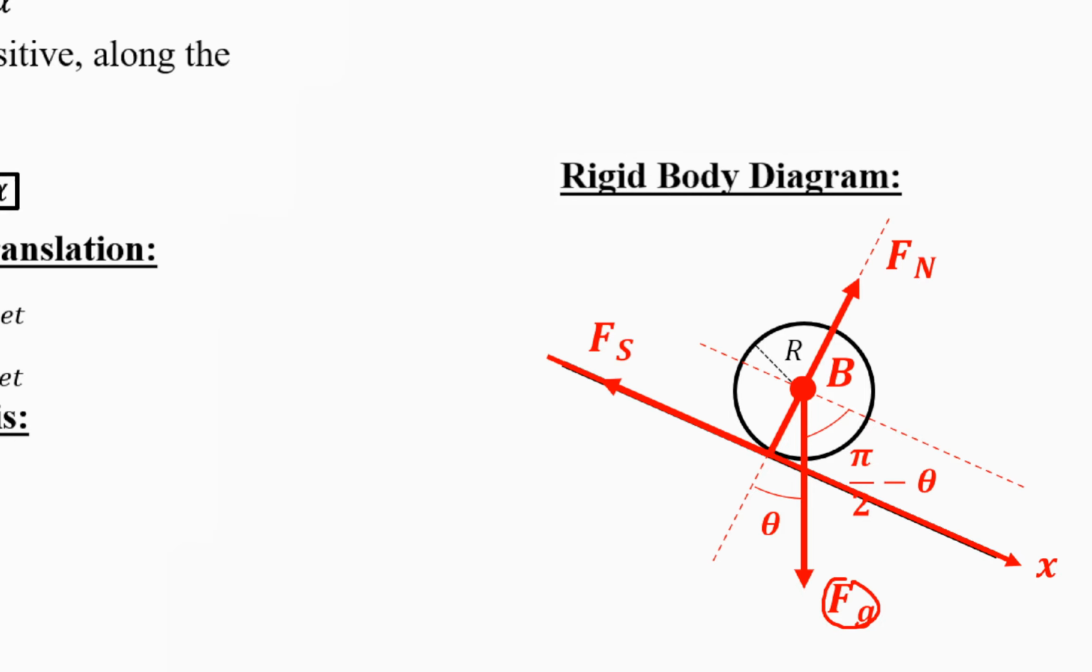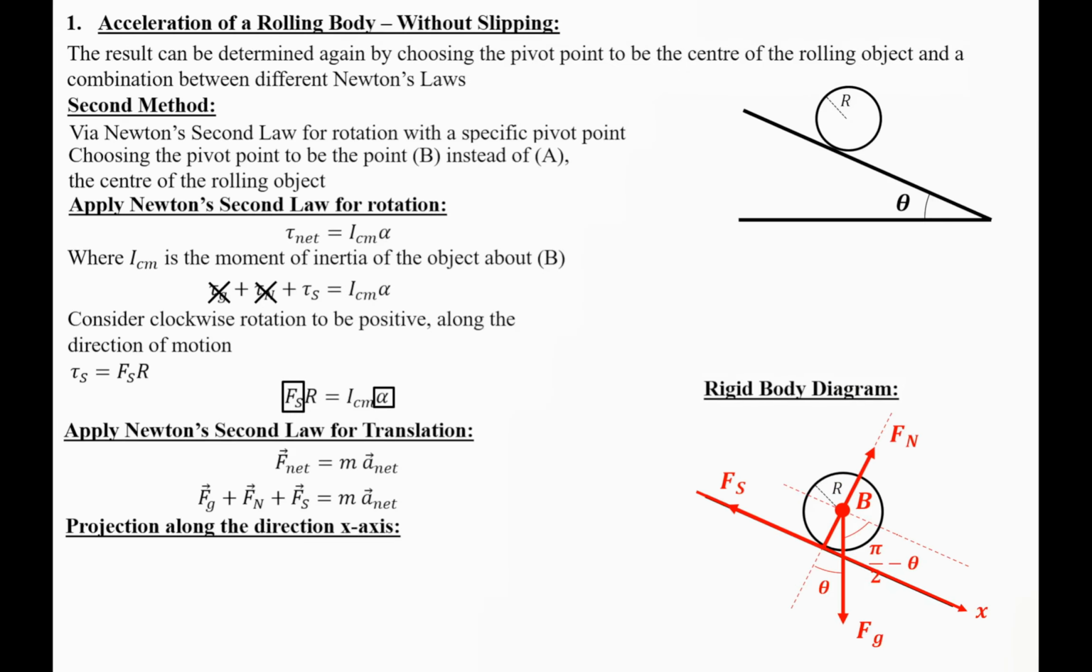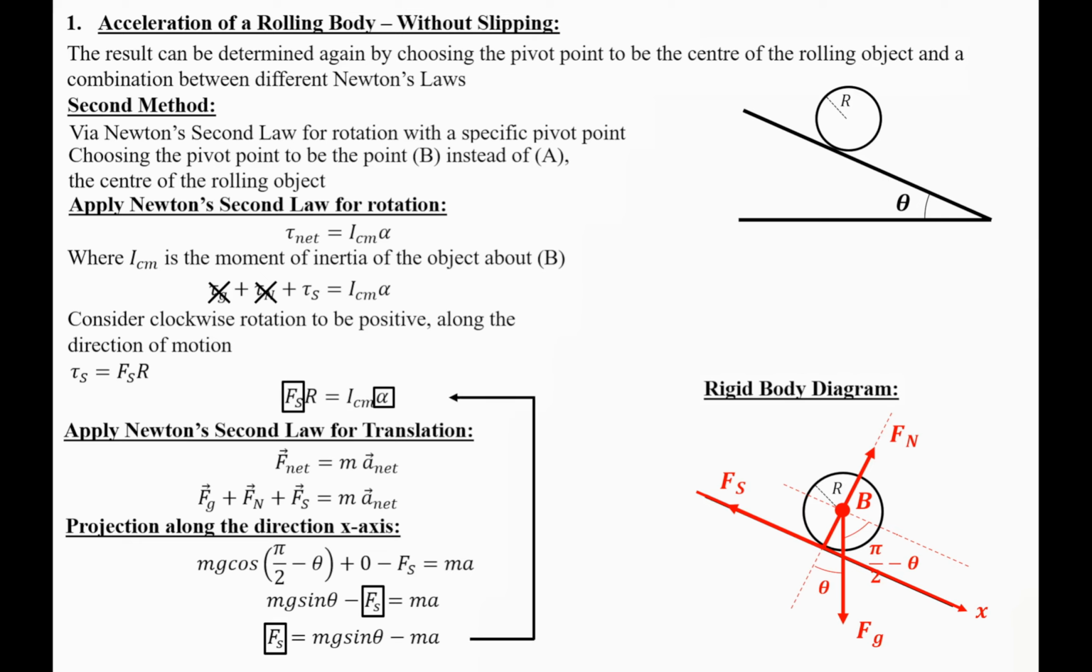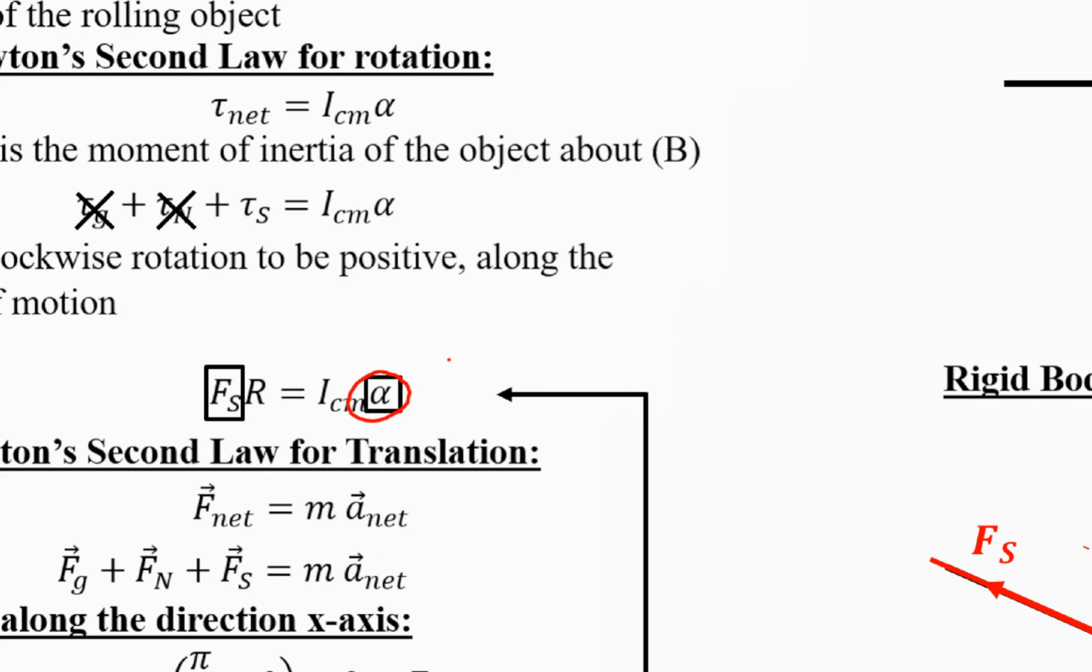It would be plus Fg multiplied by cosine of pi by 2 minus theta, and we're left with the following equation: mg sine theta minus Fs is equal to ma, and we're interested in determining Fs. So if we isolate Fs, that would be mg sine theta minus ma. And we will replace this equation here, because we're interested in determining a. Alpha can be directly changed into a by utilizing that alpha is a divided by R.